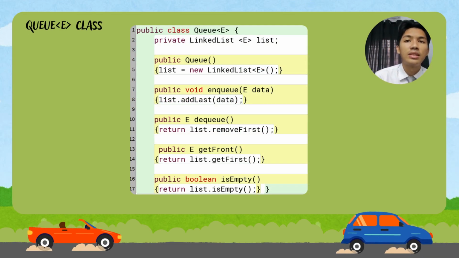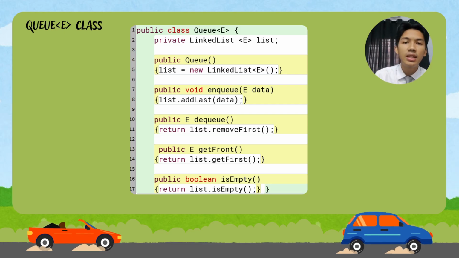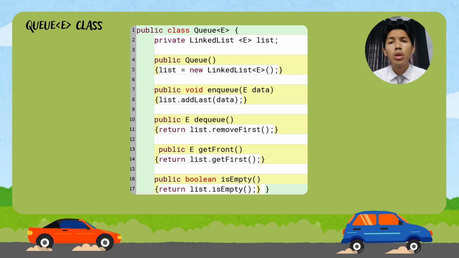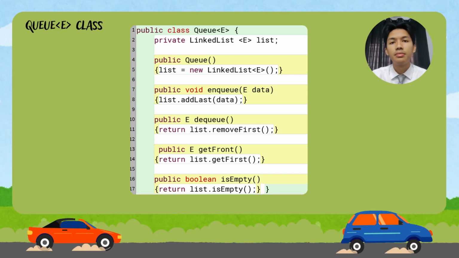Next is the queue class. Queue is used to store vehicles when parking is full, and it applies the FIFO concept, which is first in, first out. So the first car that enters the queue will be the first one to get a parking slot when one becomes empty. This class contains functions like enqueue to add a vehicle to the queue and dequeue to remove a vehicle from the queue. So this ensures fairness in the waiting system.